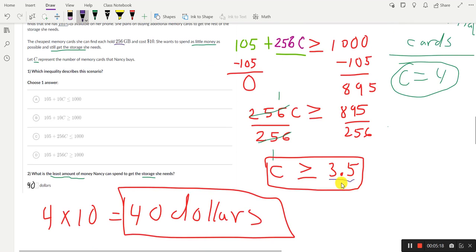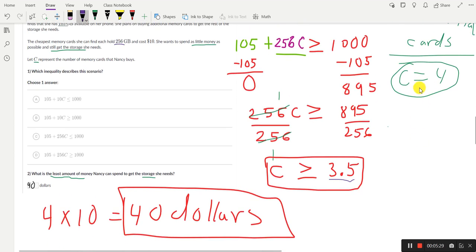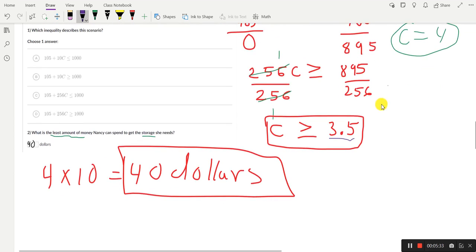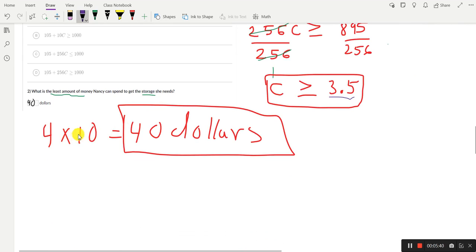So the least amount of cards she needs is 4, right? The least amount of cards she needs is 4. So then you have C equals 4, so 4 memory cards. And then we know that each memory card is $10. So 4 times 10, 4 memory cards, each $10, equals $40. So $40 would be the least amount of money she can spend.